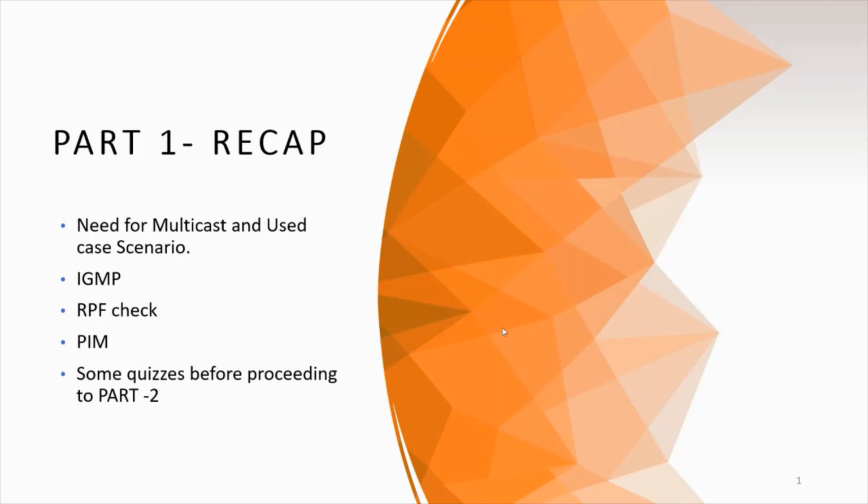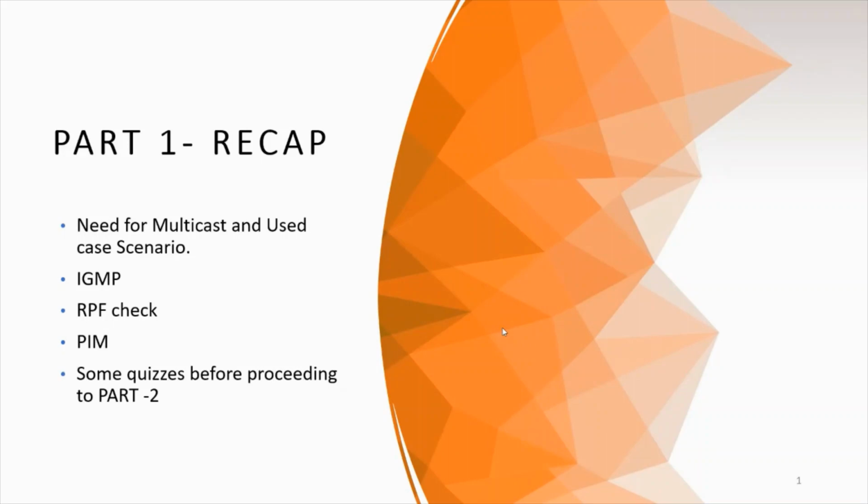So in the last video we discussed the need for multicast and some use case scenarios, and we also discussed in detail IGMP versions 1, 2 and 3, and some theory about the RPF check followed by PIM.